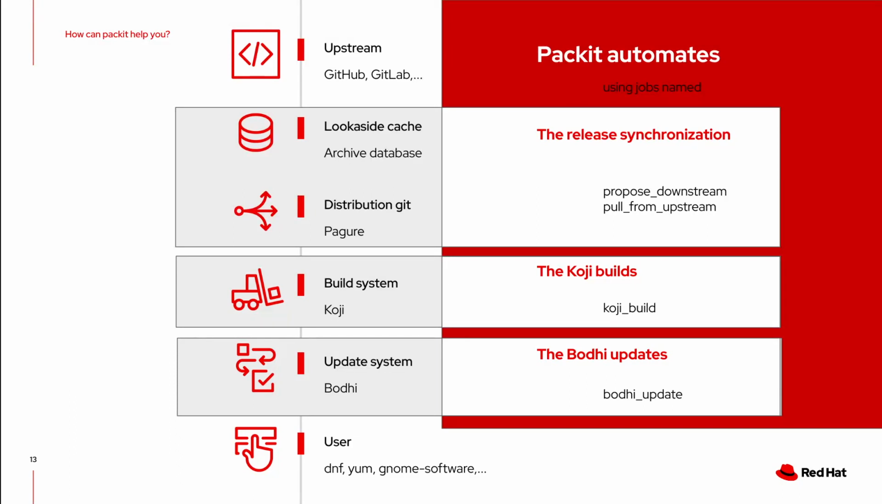Packit can wait for a Koji build to finish and trigger a Bodhi update for you. All you need is a Bodhi update job in your Packit configuration. There exists a separate video explaining all these jobs.